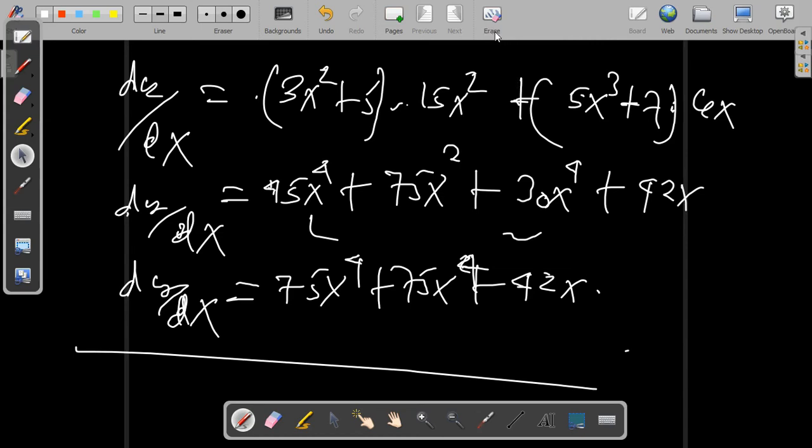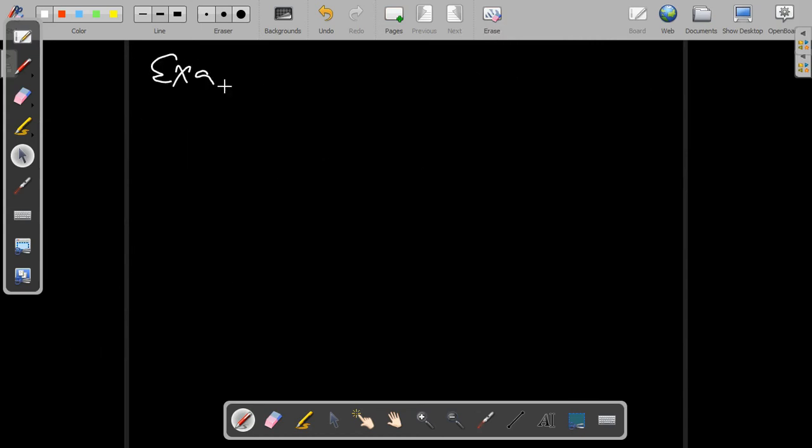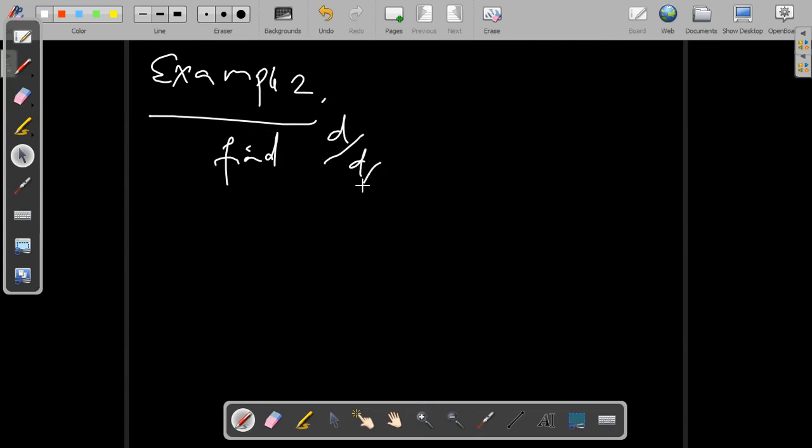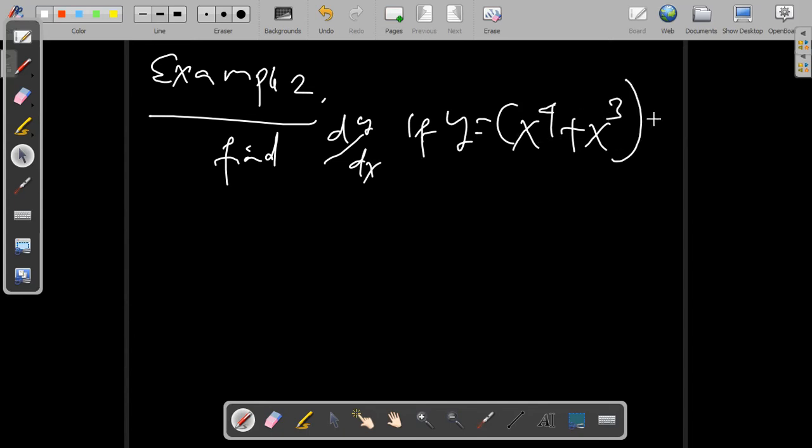Let's also continue with another example on solving derivatives by using the product rule or multiplication rule. Another example, that is example number 2. You are required to find dy over dx if y is equal to (x raised to power 4 plus x raised to power cubic) times (x squared plus x). We do the same procedure.